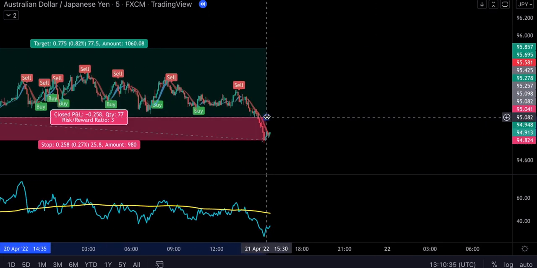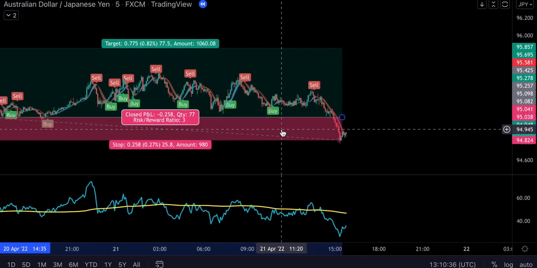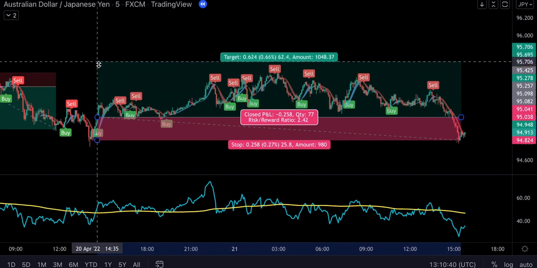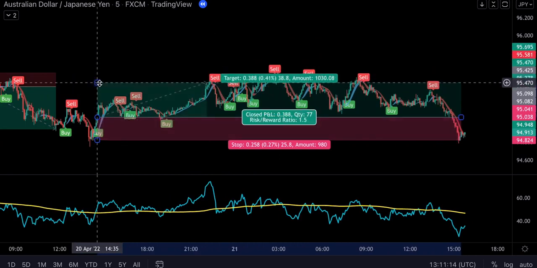Okay, so we see the price eventually hit our stop loss and it didn't reach all our take profit targets. And now let's actually see how many targets we got hit. Okay, so on this trade we only hit 2 profit targets, which makes a total profit of 1.12%.